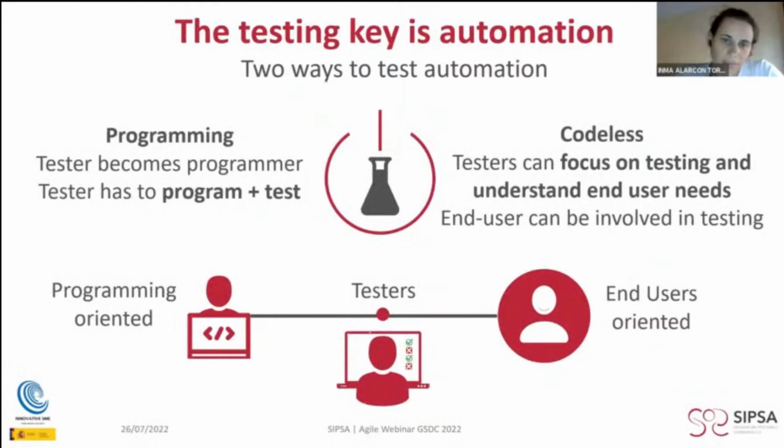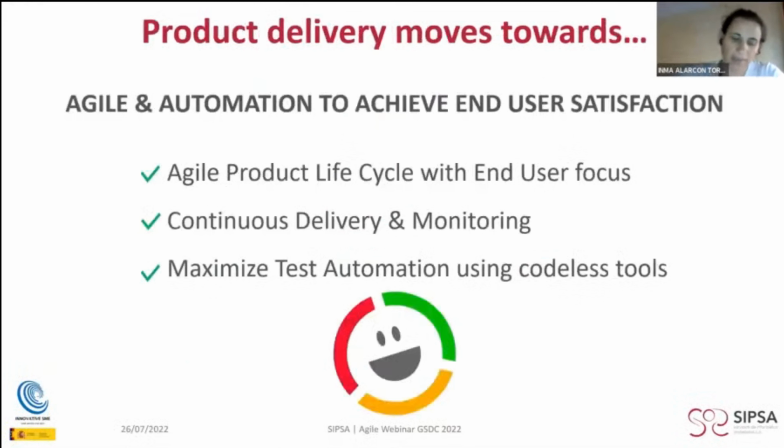Now, moving to the last slide, I would like to summarize that, from my perspective, product delivery is moving toward using Agile and automation to achieve mainly end user satisfaction. This is the evolution that I have seen. The main conclusion is that the Agile product lifecycle focuses more on the customer, with continuous delivery, monitoring, integration, and improvement. Deliveries also focus on maximizing test automation.